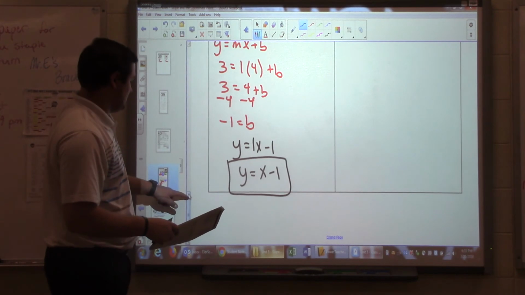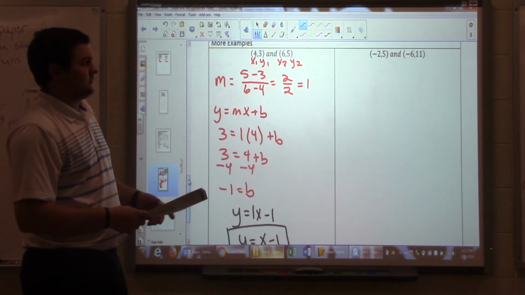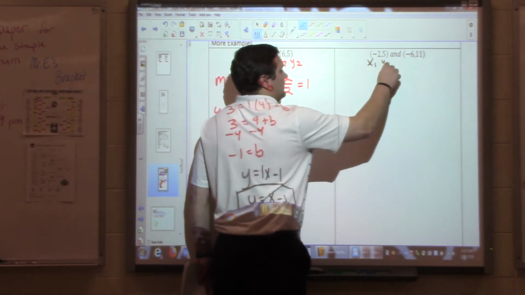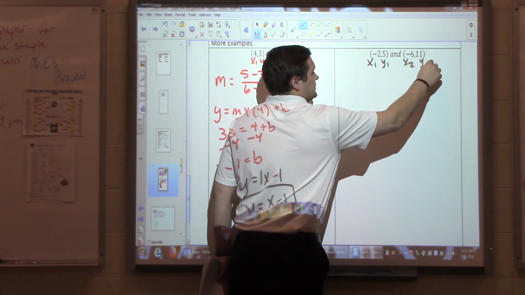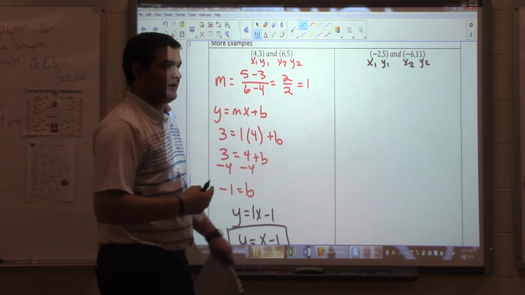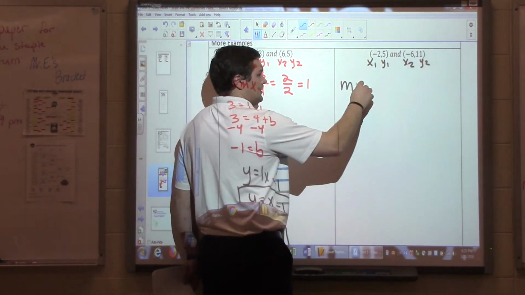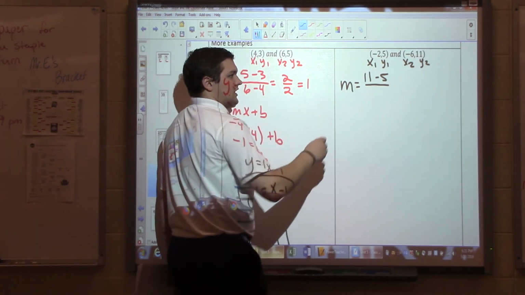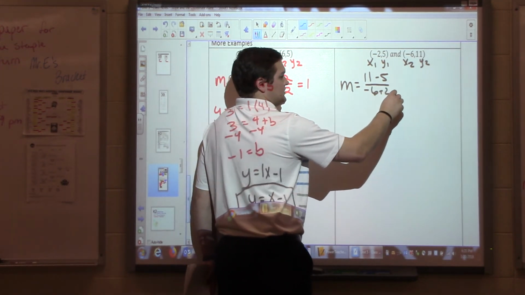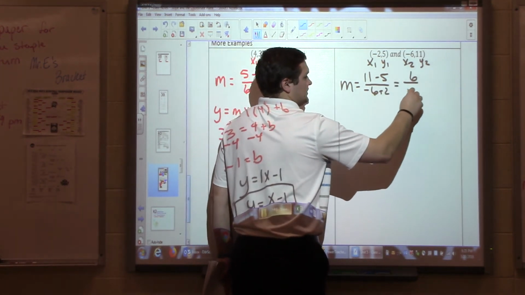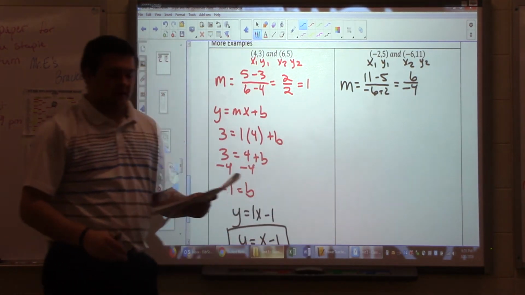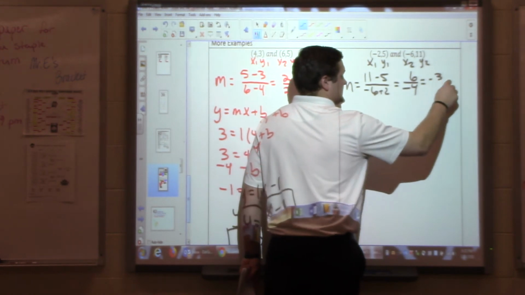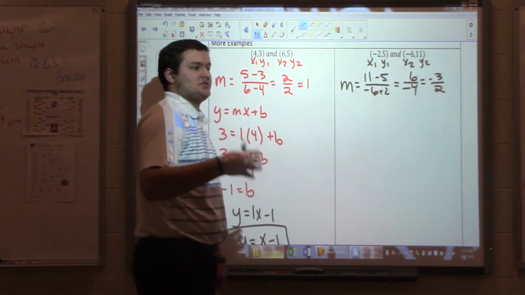Alright, last one. Negative 2, 5, and negative 6, 11. x1, y1, x2, y2. Right? Label those so we don't forget them. Find the slope. Change in y, 11 minus 5, over change in x, negative 6 plus 2. So we get 6 over negative 4, which we can reduce to negative 3/2. So my slope is negative 3/2.